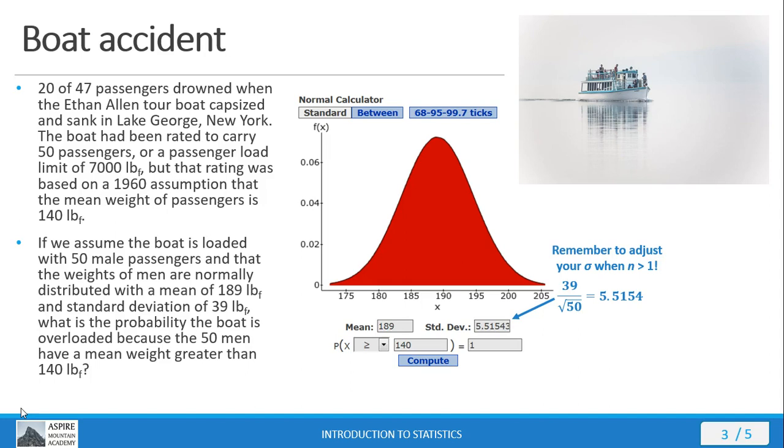I want the probability that there's a mean weight greater than 140, so I put that in the probability field and it counts out. Look at that. The probability is 1. That means it's a statistical certainty that the boat is going to be overloaded. Yeah, I'm saying that's probably not the boat you want to be getting on.